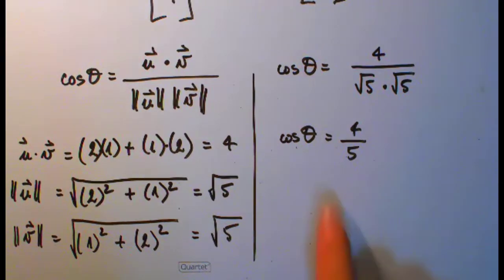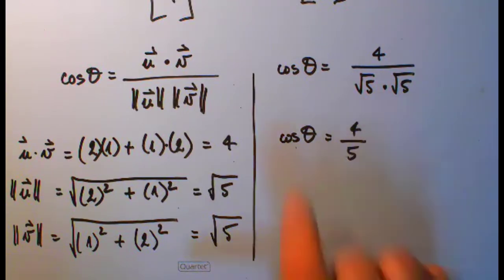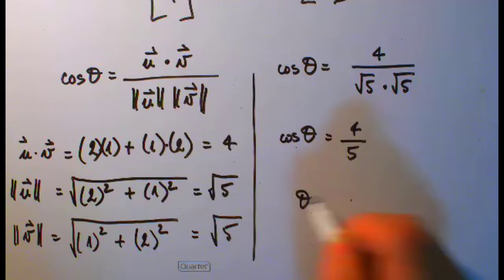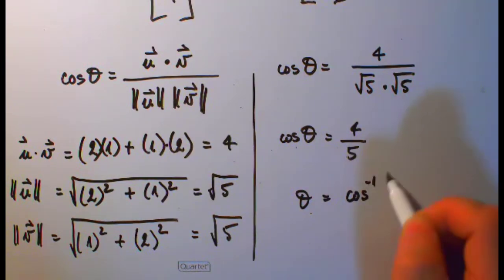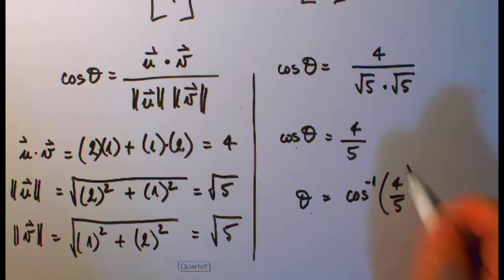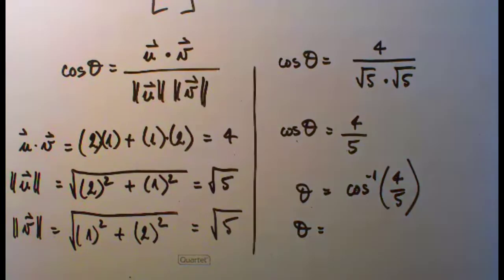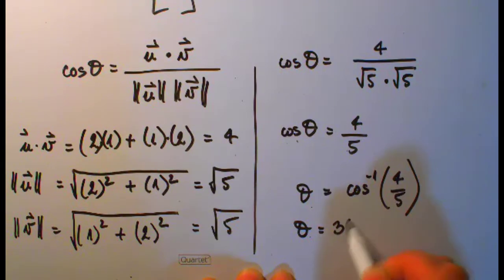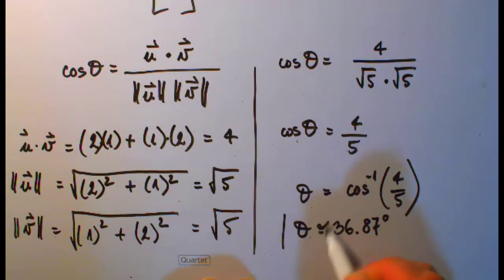And so now at this point, I hope you still remember from your trigonometry, we have cosine equal to a real value. Then, to find theta, we simply take the cosine inverse of 4/5. And so in degrees, we should be looking at 36.87 degrees, approximately, to two decimals, good enough.